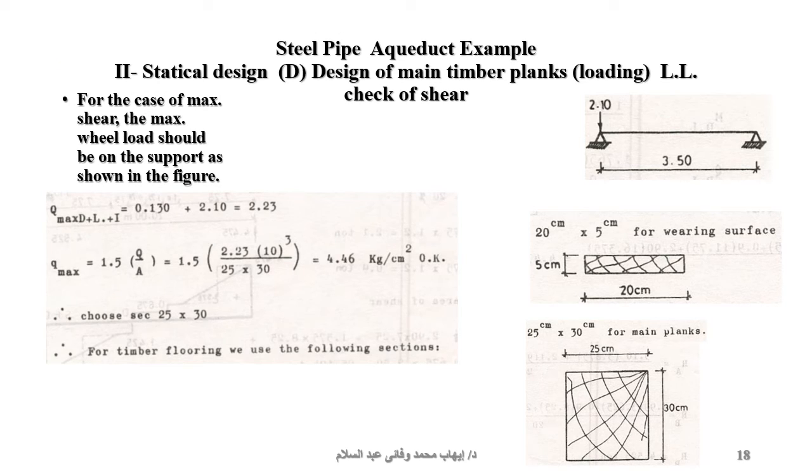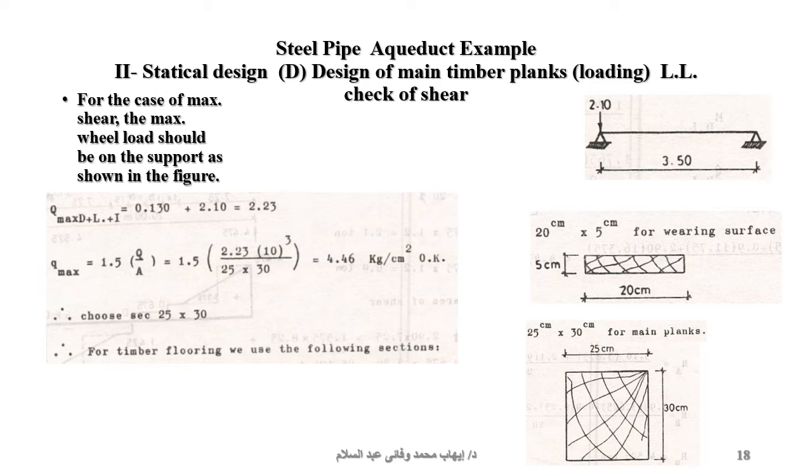For design of main timber planks, live load, check shear. In this case, we have Q dead load and Q maximum load. Q small maximum arrived to 4.46 kilogram per square centimeter. Choose 25 multiply 30, that's okay.